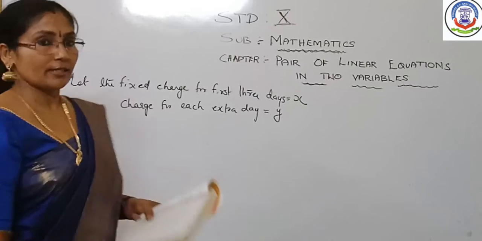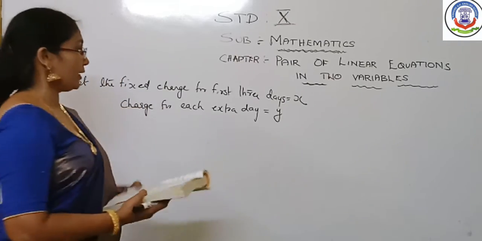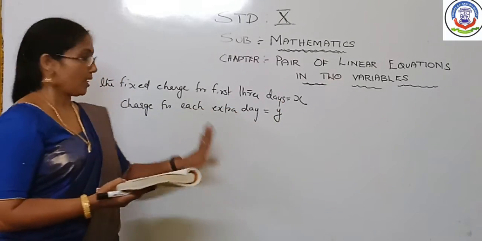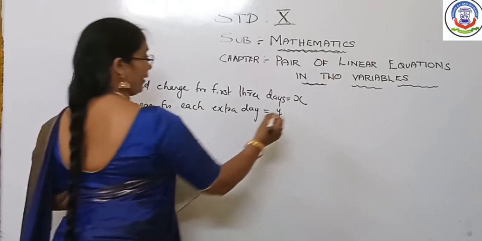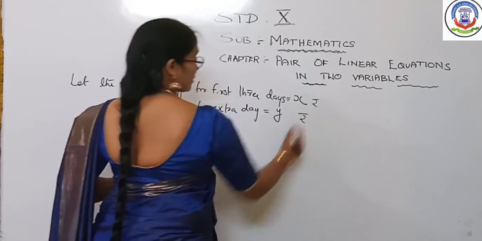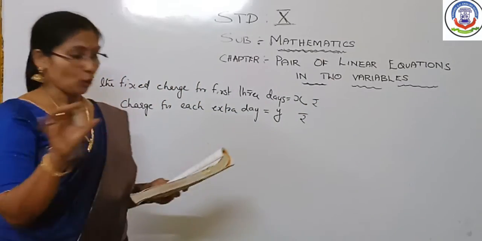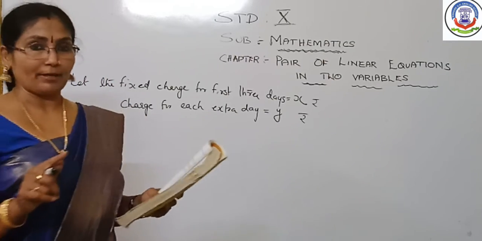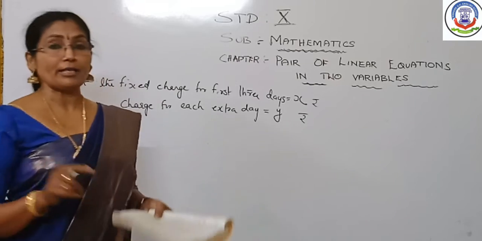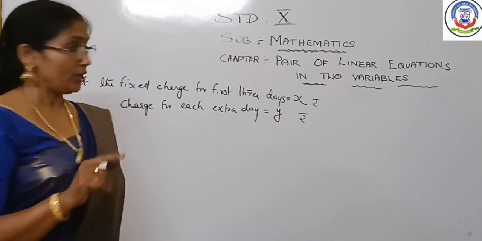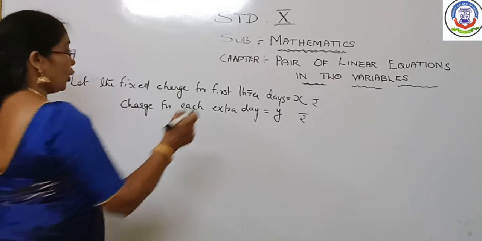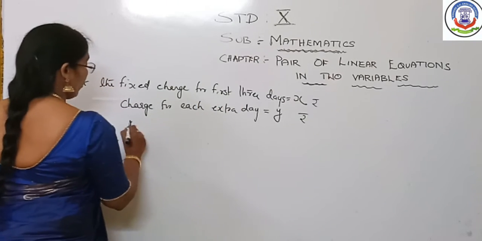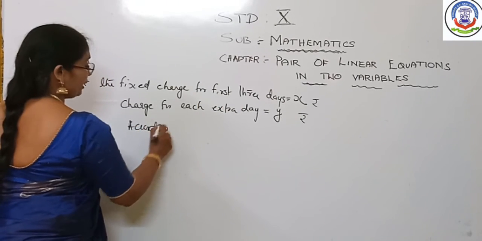Clear children? For the first 3 days she has to give only x rupees, and for each extra day she has to give y rupees. Now, the first clue, you just go through it. Sarita paid rupees 27 for a book she kept for 7 days. She kept that book for 7 days. So according to the question, how will you write the equation?